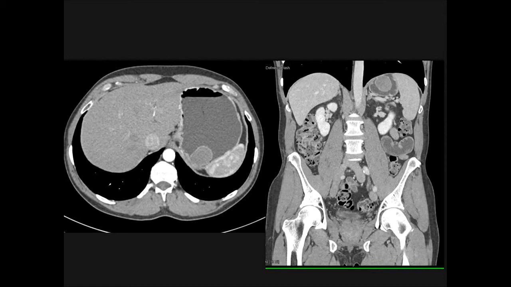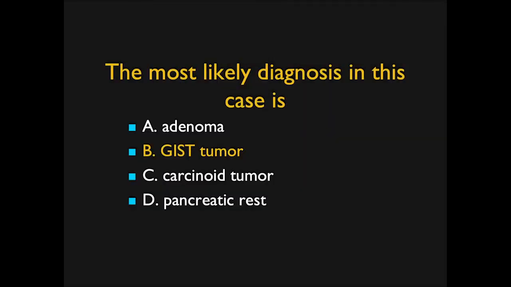That's not an adenoma. It's not a carcinoid tumor, which would be vascular. It's not a pancreatic rest, which is smaller and vascular. This is a classic GIST tumor. And yes, it's not very vascular. That's good for GIST tumors. Most GIST tumors in the stomach, 70% are exophytic, but they can be intraluminal, and this is a very nice intraluminal example.